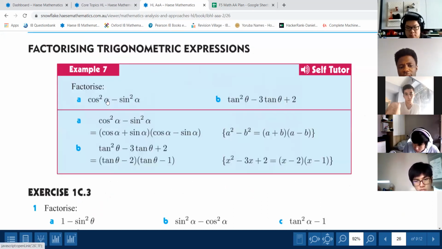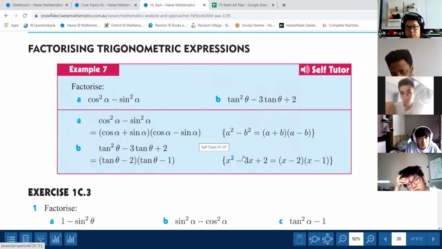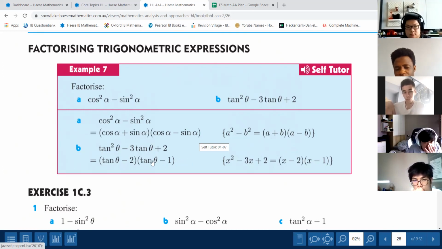Then look at this, it's a factorize. Difference of two squares only, that's it. It's a factorize, which means we want to see factors. So this is just like a squared minus b squared, a plus b, a minus b. That's it. This looks like x squared minus 3x plus 2. Aha, look at it here. Can you see? And that is going to be this monic quadratic expression. Can you see that? Which means the factorized form will look like this. We did this for exponential function also to factorize, remember? So now we are doing it for trigonometric function.